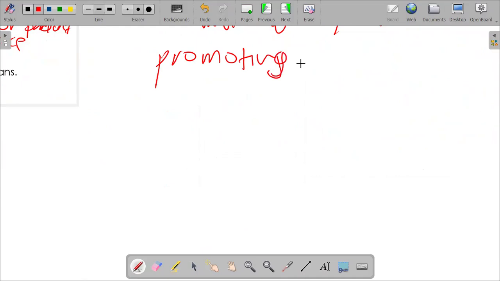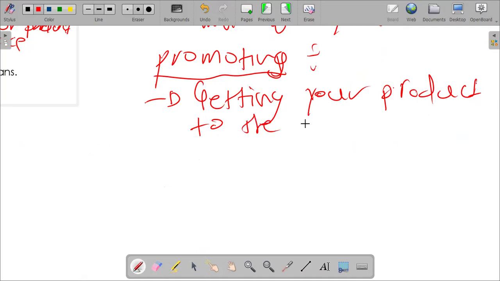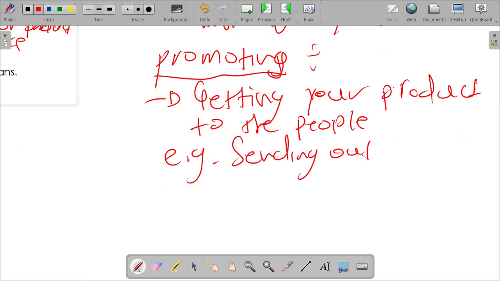It's all about getting your product to the people. Example would be sending out flyers. So what's the difference between advertising and promoting?